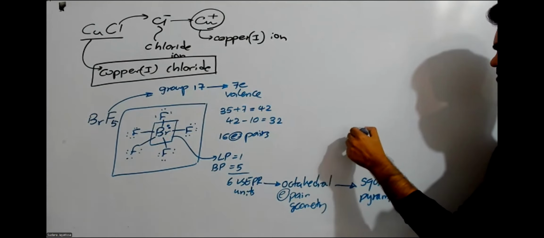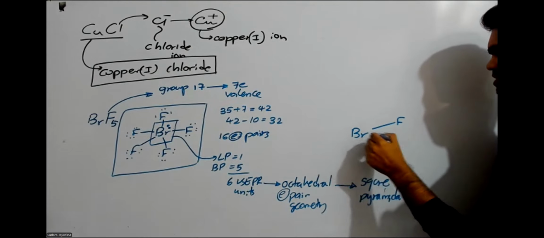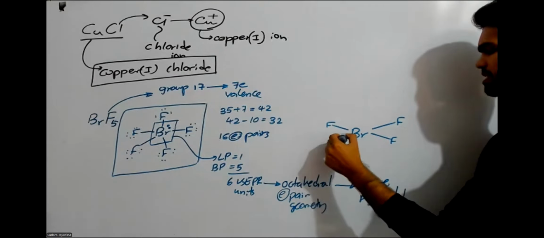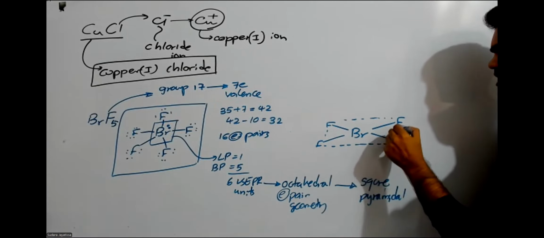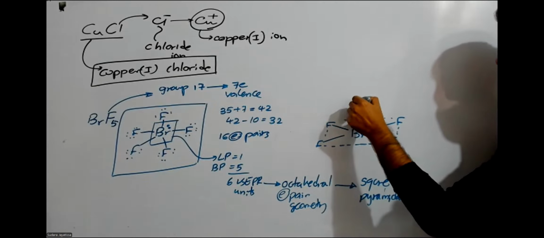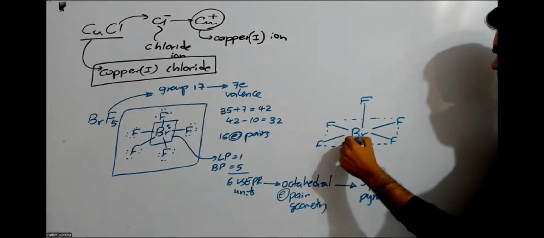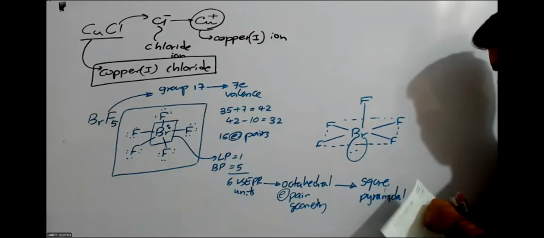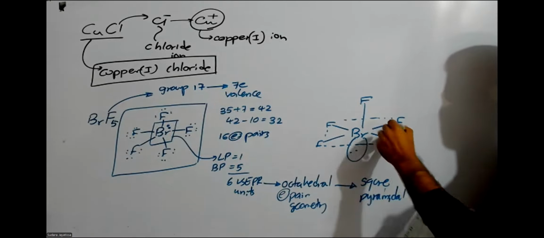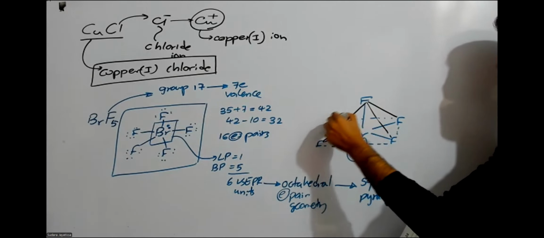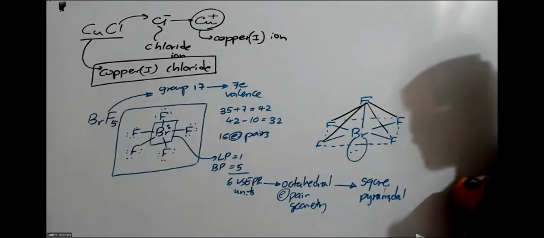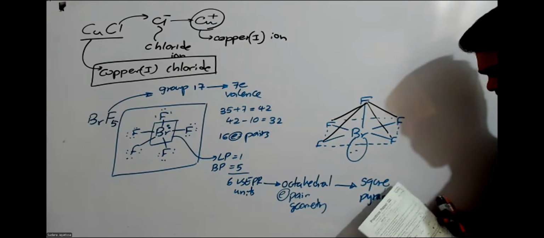So I will draw this one. It's not that difficult. Draw 4 fluorine atoms in the same plane. To indicate that they are in the same plane, you draw dotted lines. And then another fluorine here, and then the lone pair. Now if you connect these fluorine atoms, you will see that it is making a square base pyramid, isn't it?